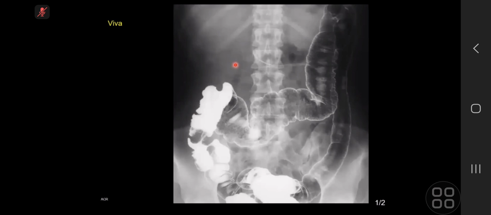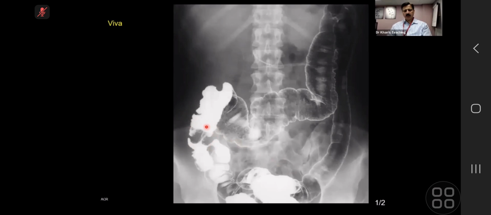So that's the double contrast film, in which I can see there is an apple core appearance in the right ascending colon with shouldering and narrowing of the lumen. This shows, with the background of multiple polyps in the rest of the colon, that there is a development of adenocarcinoma.